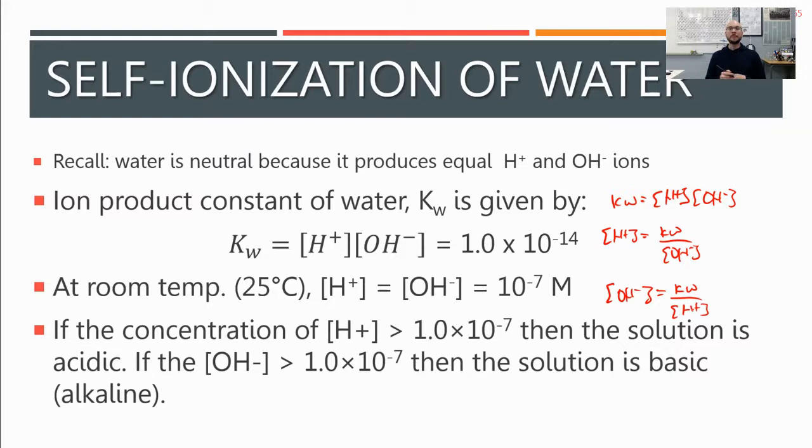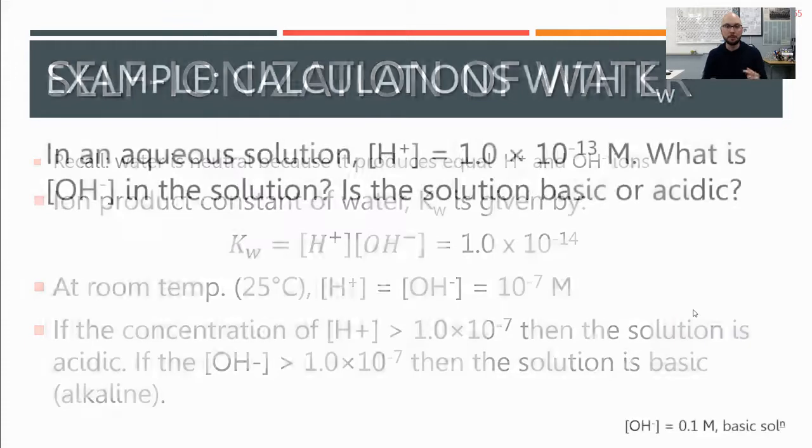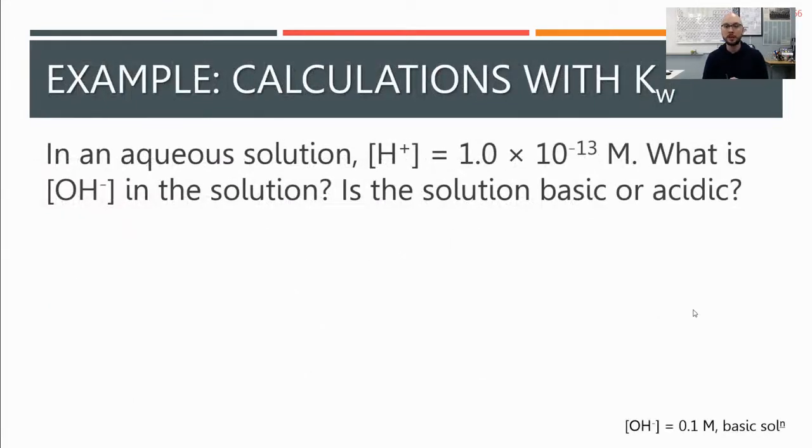So a neutral solution would be 1.0 times 10 to the negative 7. If we have more than that of either ion, then it must be either acidic or basic, right? So if we've got a concentration of H plus being 1.0 times 10 to the negative 3, which is 10,000 times greater, we know it's an acidic solution. If we've got 1.0 times 10 to the negative 11 of H plus, we know that it must be basic because the OH minus must be higher because the H plus is so low. Let's take a look at this example here. In an aqueous solution, the concentration of H plus is 1.0 times 10 to the negative 13. What is the OH minus in the solution? Is the solution acidic or basic?